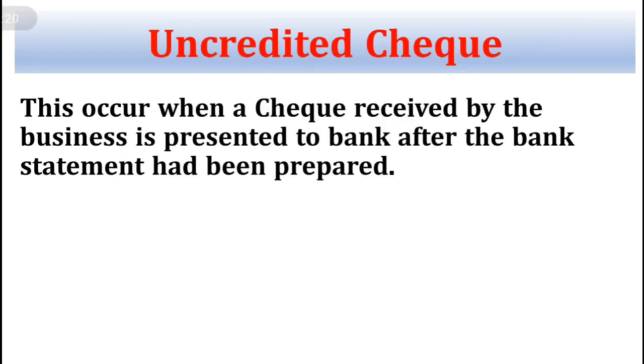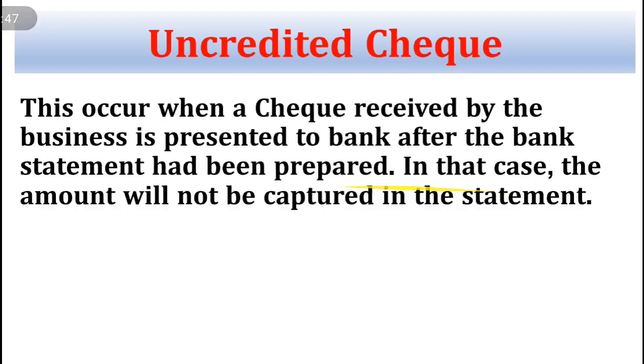Uncredited check is the opposite of unpresented check. This occurs when the check is received by the business and the check is presented after the bank statement had been prepared, which means we receive the check, we debit the cash book, so we tender the check to the bank for the bank to credit our account. But by the time we presented the check, the bank had already prepared the bank statement, which means the amount will not be captured in the statement, but the subsequent statement. So such a check is called uncredited check.